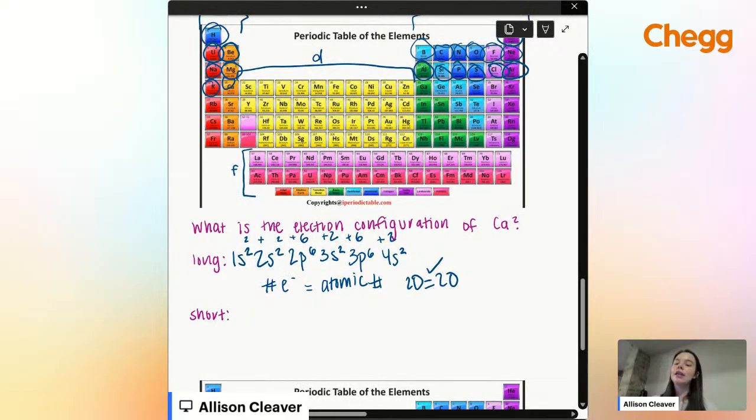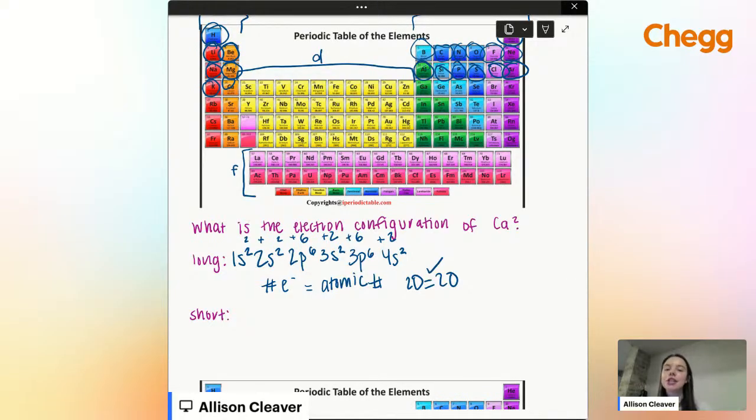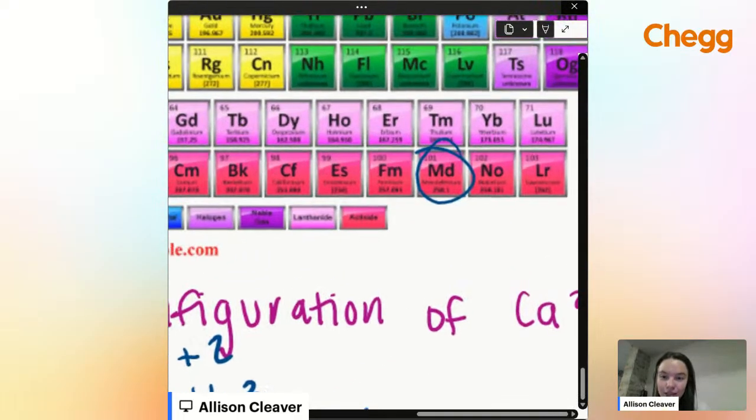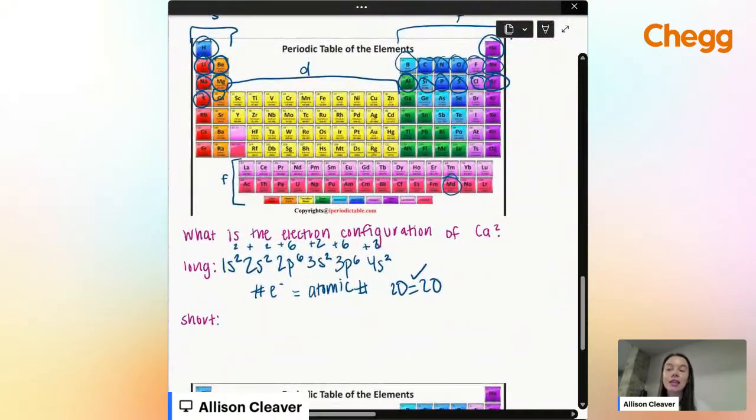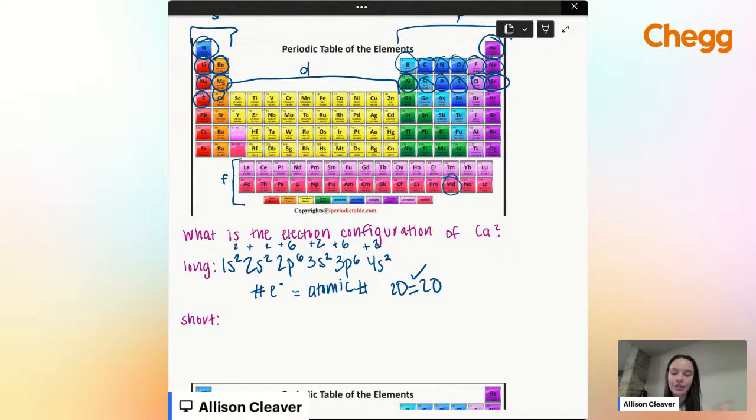So these configurations can get extremely long, especially if you're doing something like MD, I'm not sure what it stands for. It looks like something I can't pronounce. But if you're finding the electron configuration of MD, it is going to be a lot of writing. It would probably be multiple lines of electron configuration, and that's just not practical for chemistry or for chemists. So we've developed what we call the short electron configuration system. Most of your teachers will require you to learn it and probably require you to write it this way the majority of the time. I know mine did.